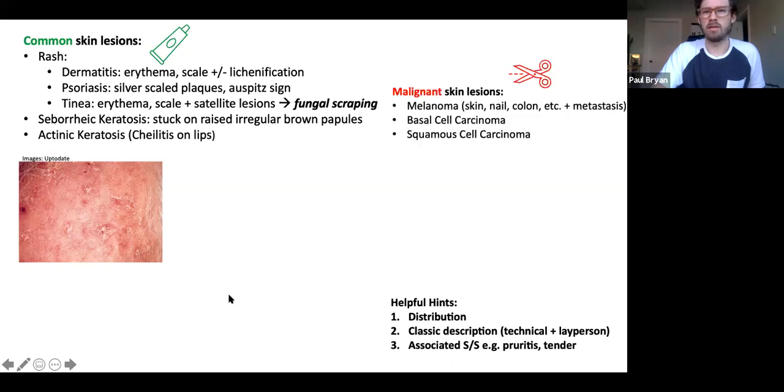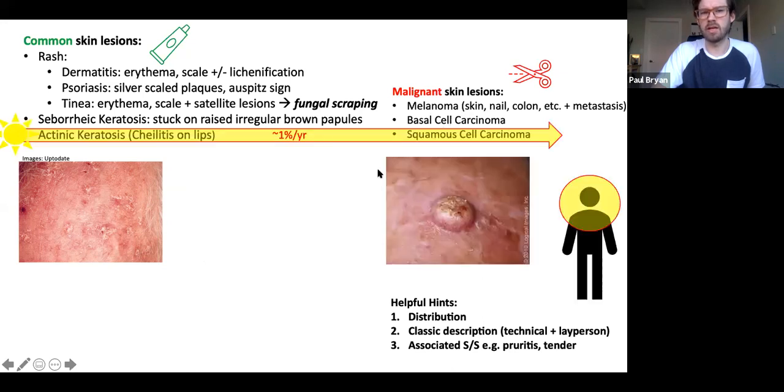And then basically, you want to think about malignant lesions whenever someone's complaining about a new lesion. You want to consider these three different types and the features of them. So actinic keratosis, again, about 1% per year convert to a squamous cell carcinoma. So know the differences of the features between those two. Basically, in the end, this one looks like a rash. This one is a lot more tumory, right?